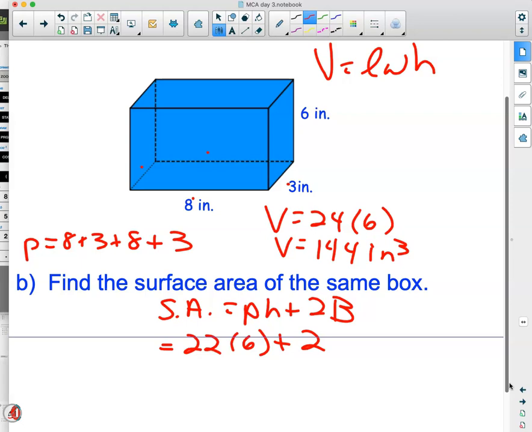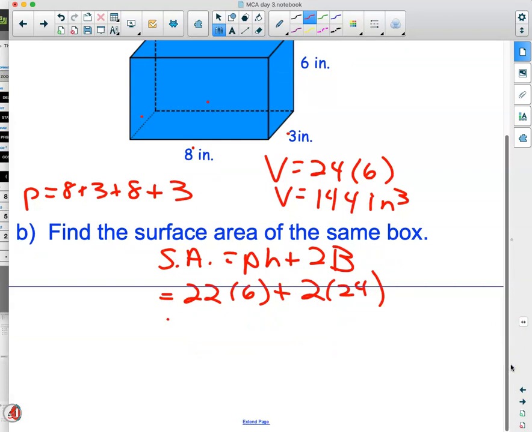That's why it's that capital B. And it's supposed to be a rectangle. It doesn't look like a rectangle right now, but it is. So 8 times 3. 24 would be the area of the base. And then you just grab a calculator and you figure out what you have. And this one, so we've got 132 plus 48. Which is 180 square inches.